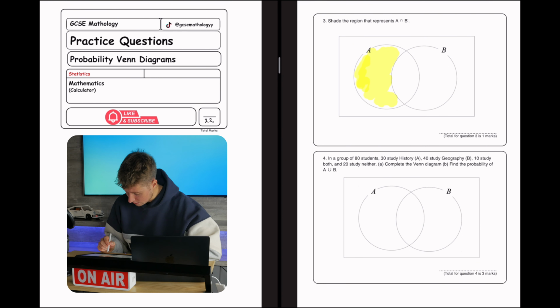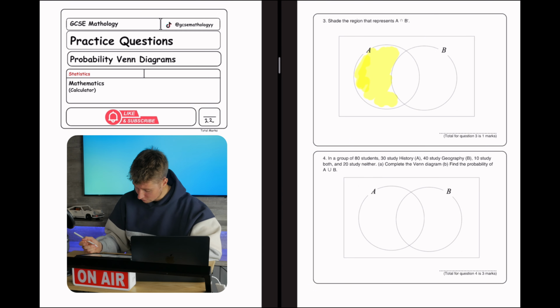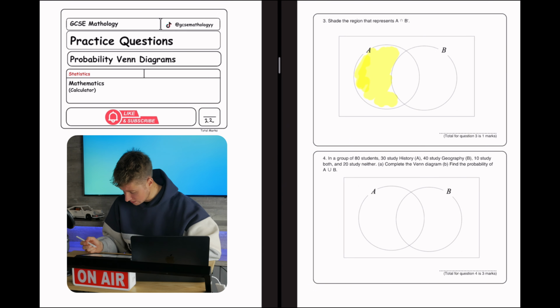In question 4, it says in a group of 80 students, 30 study history, 40 study geography, and 10 study both, and 20 study neither. And we need to complete the Venn diagram. So when we're asked to input numbers into the Venn diagram, we always start off with what is in both. So there are 10 in both, so 10 will go in the middle.